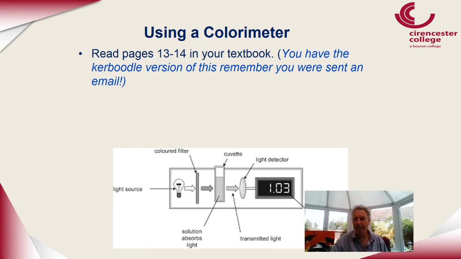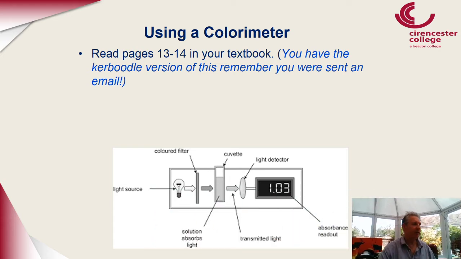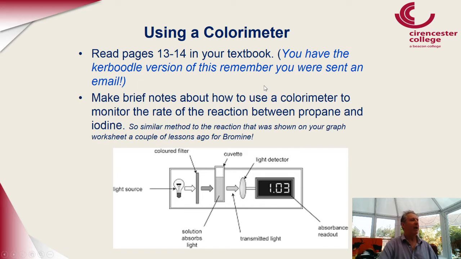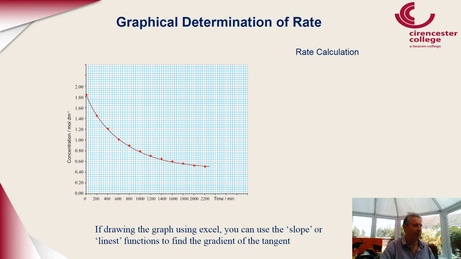There we go. Right, okay, so that's using the colorimeter. So you should make some notes on that. Okay, and you had a worksheet where you did a similar sort of experiment with bromine. Okay, so we can determine the rate using the graph.